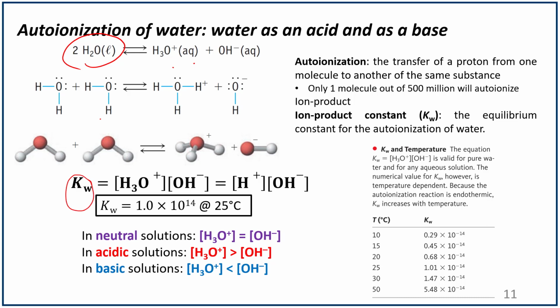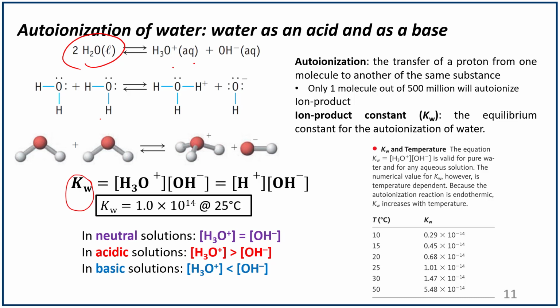Now, Kw, interestingly, has a value of 1 times 10 to the minus 14 at room temperature. And I said interestingly because this is actually the most powerful equation for chapters 13 and 14. In fact, this is the cornerstone equation for acid-base equilibria. Kw is called the ion product constant for the autoionization of water.